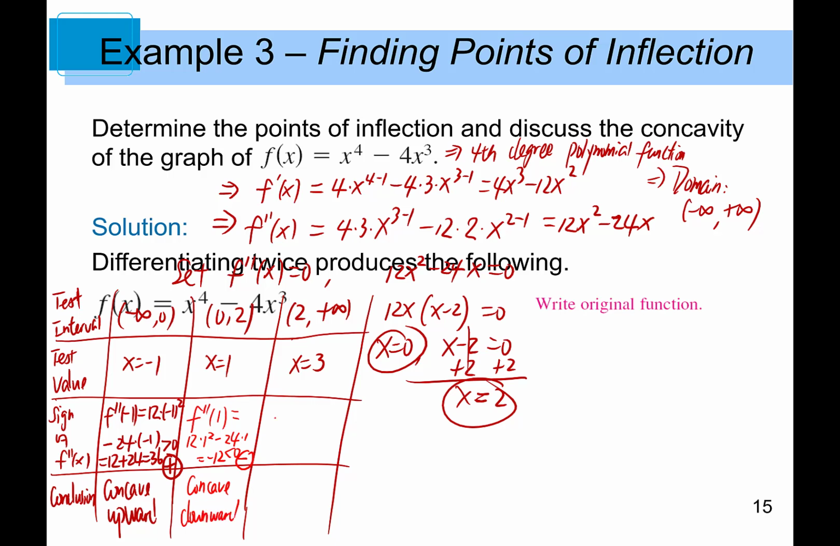Last interval, replace x with 3. So you get 12 times 3 squared minus 24 times 3. So it's 12 times 9 minus 72. 108 minus 72 is 36. Again, it's positive. That tells us it's concave upward.